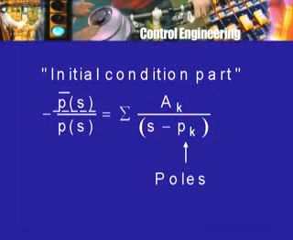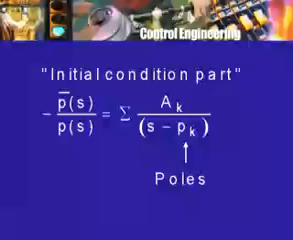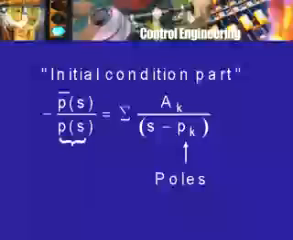There was one part of the response which looked like minus p bar of s divided by p of s. Remember that p bar of s involved the initial conditions of the response, rather, not the input. Input is q bar of s, p of s is the denominator of the transfer function. What about this part? Now this part is such that the degree of the denominator is greater than the degree of the numerator, and therefore for this a partial fraction expansion is certainly possible. And again, if I assume that the factors are distinct, then the partial fraction expansion will be like this, and so I can say something about the Laplace inverse of this part.